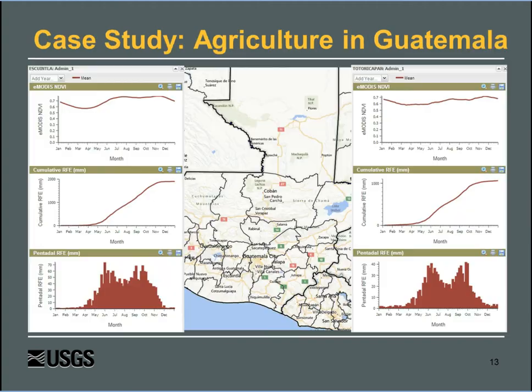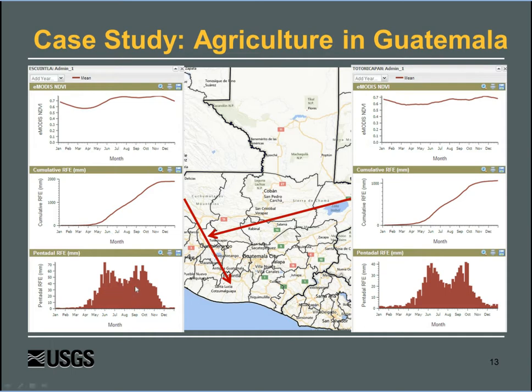Then we go into a case study, and for the case study, I'm going to use pretty much the same tools that we just went over to understand and see the implications on agriculture in a couple of areas in Guatemala. So what we're going to do is select two regions: Escuintla in southern Guatemala and Totonicapan in the highlands. Then we look at the rainfall patterns.